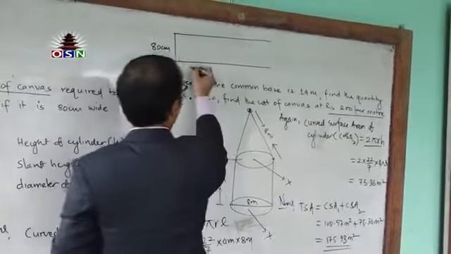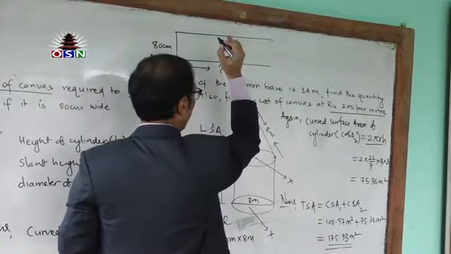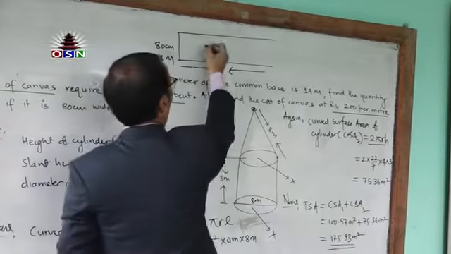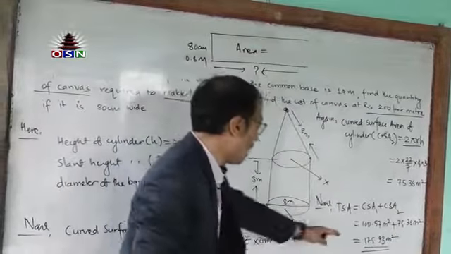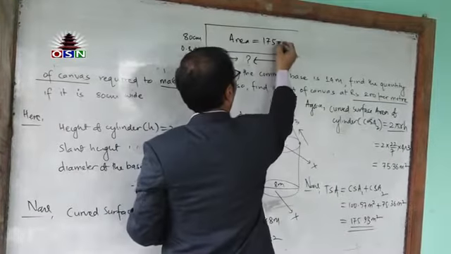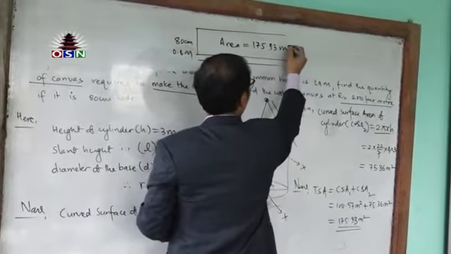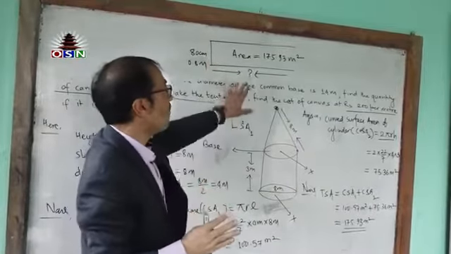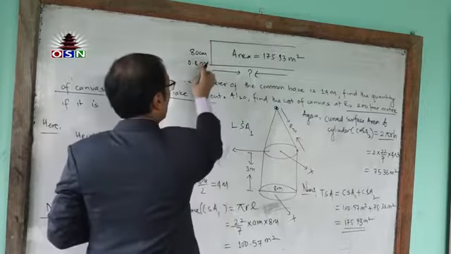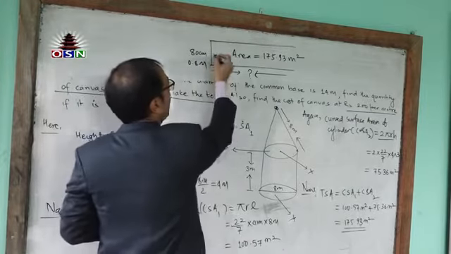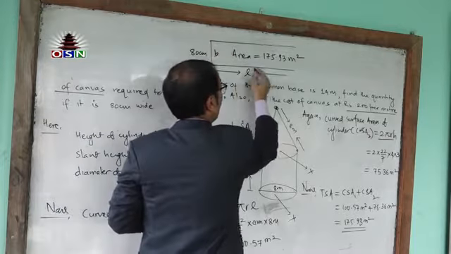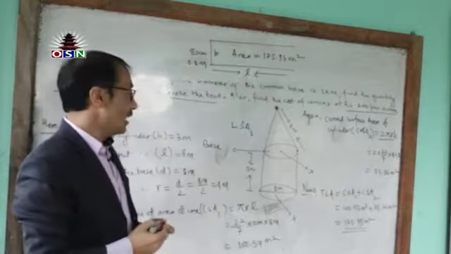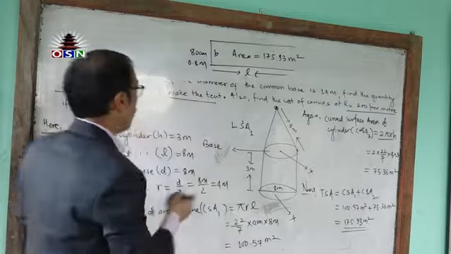But the question has asked you to find the length of canvas. How long canvas is required? For that, you must have the area. The area we have already found here, 175.93 meters square. This is the area of the canvas. So here we are very much sure that the canvas is rectangular in shape. We have got the breadth of the canvas, so we just have to find the length. How long canvas is required? It is very simple. We should be clear.